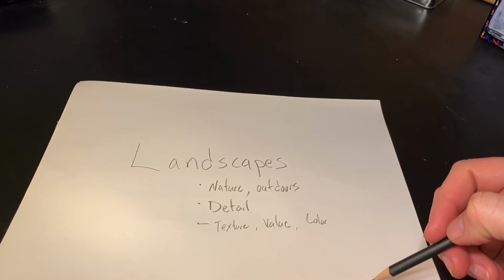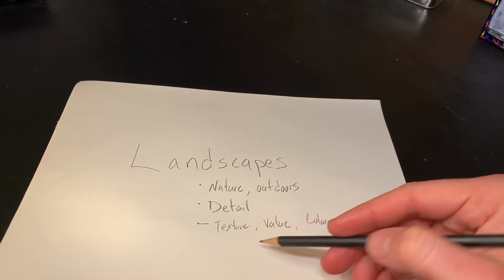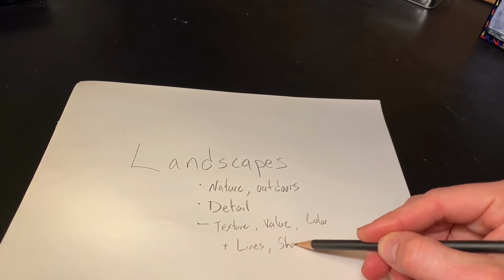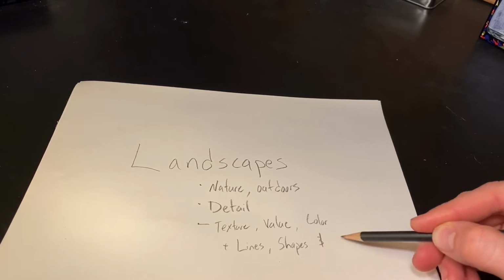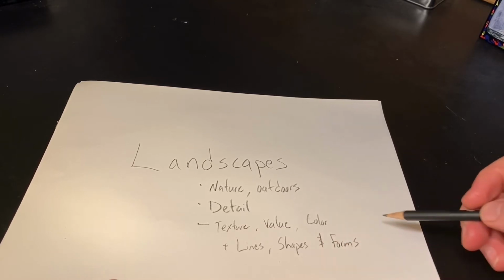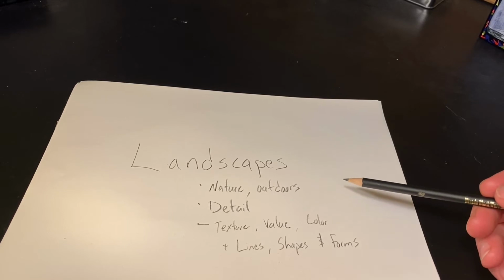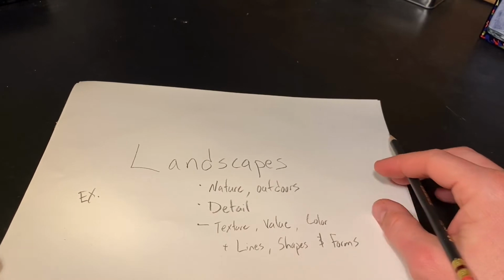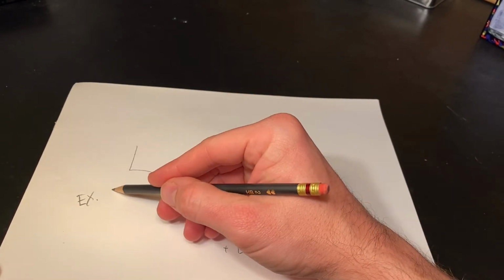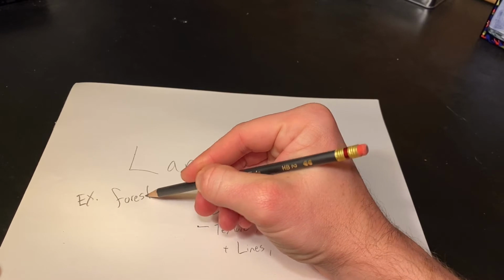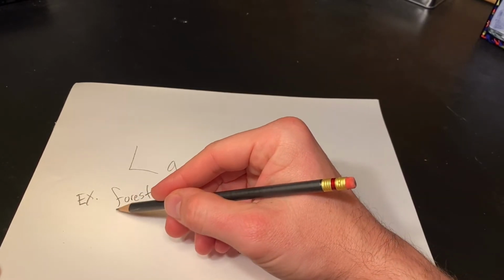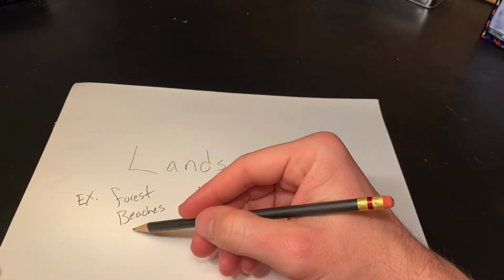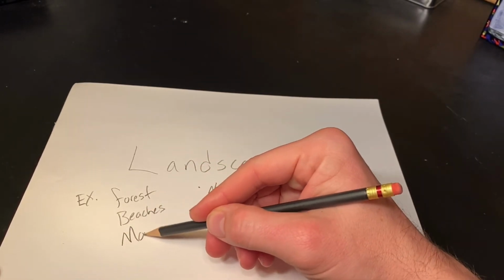All right, so we should be able to use things that we learned before, like lines, shapes, and forms. And those things will help us make our landscapes. Now, what are some examples of landscapes? Well, some examples of landscapes would be forests, beaches, mountain ranges.